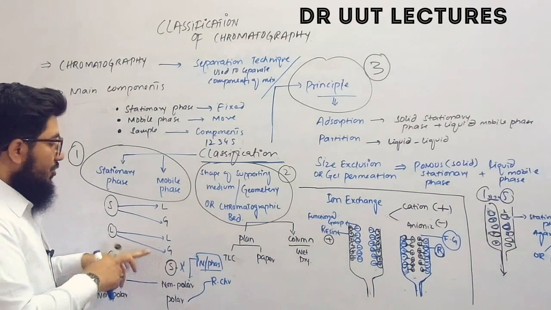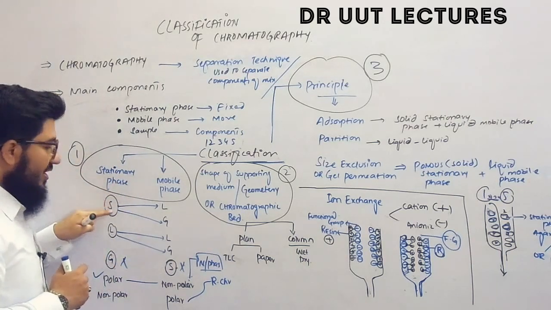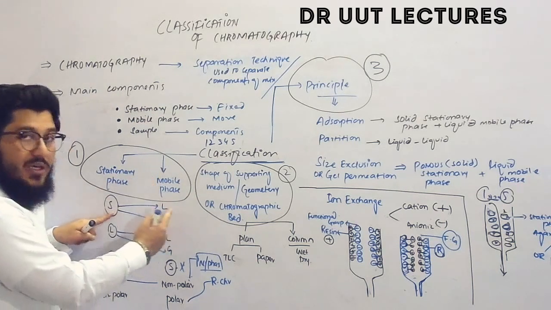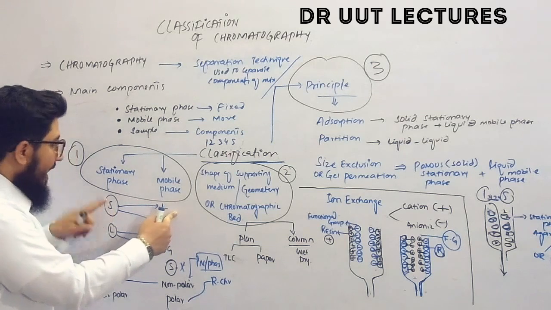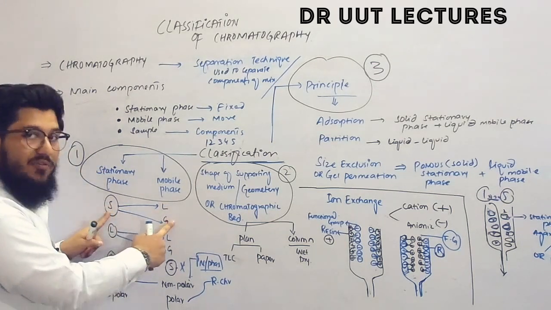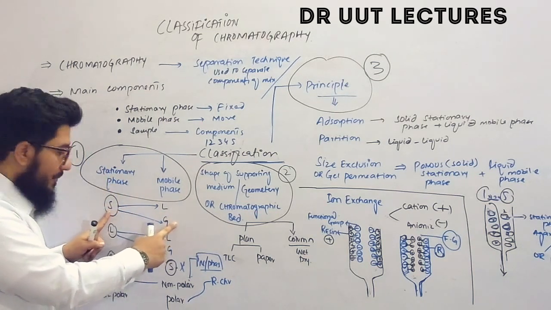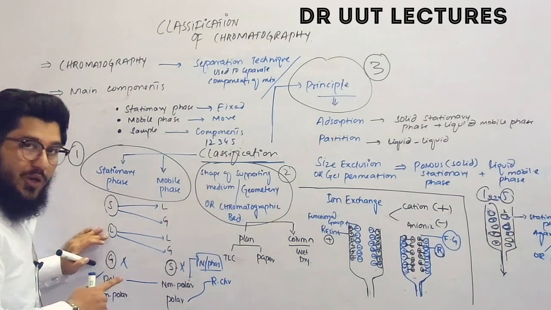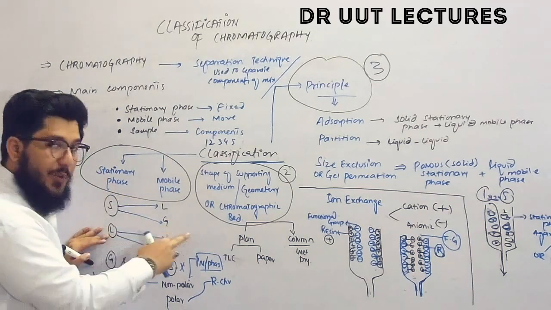Now, due to these two phases, we do have further types of chromatography. If our stationary phase is solid and mobile phase is liquid, we have a type of chromatography known as solid liquid chromatography. And if we have a solid stationary phase and gaseous mobile phase, that type is known as solid gas chromatography. And if our stationary phase is liquid and mobile phase is liquid, then the type of chromatography will be known as liquid chromatography.